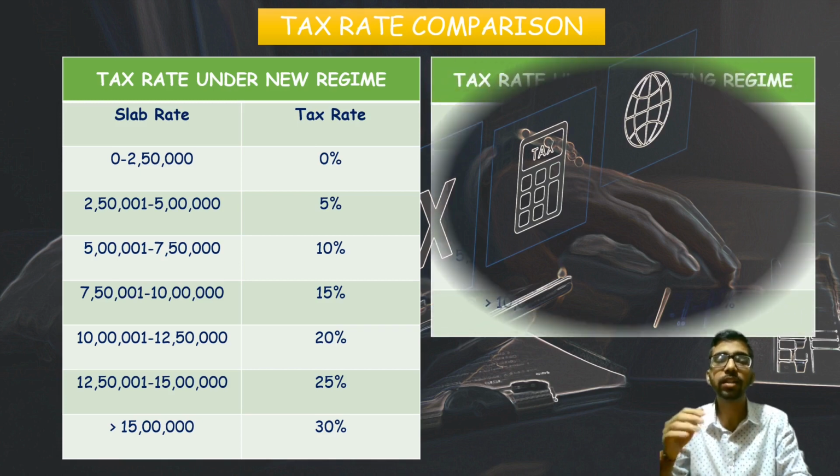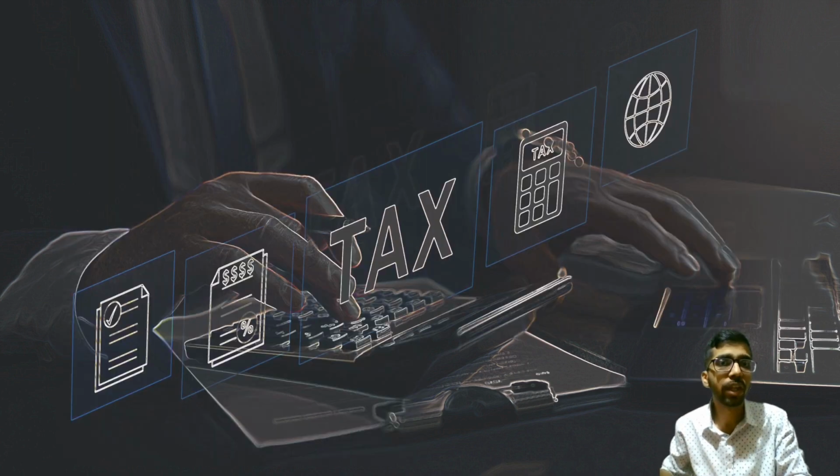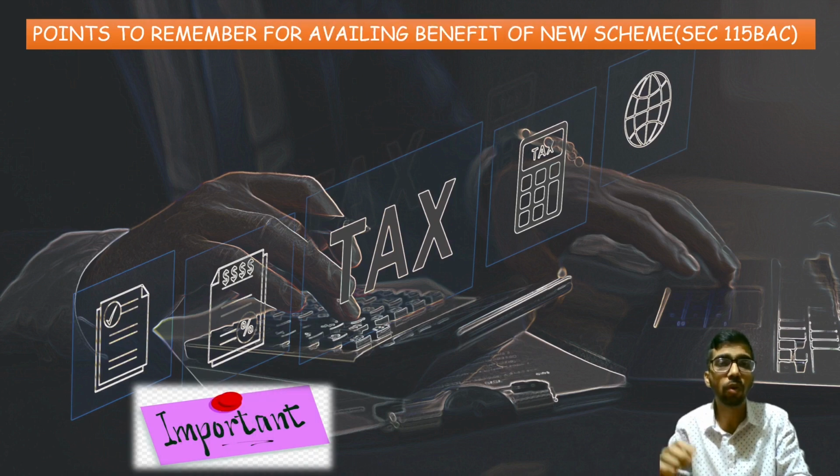Sir, what is the current slab rate under the existing scheme? Up to 2.5 lakh, 0%; 2.5 lakh to 5 lakh, 5%; 5 lakh to 10 lakh, 20%; more than 10 lakh, 30%. The new tax regime is defined under Section 115BAC of our Income Tax Act. In order to claim Section 115BAC, there are some key points that you need to follow.